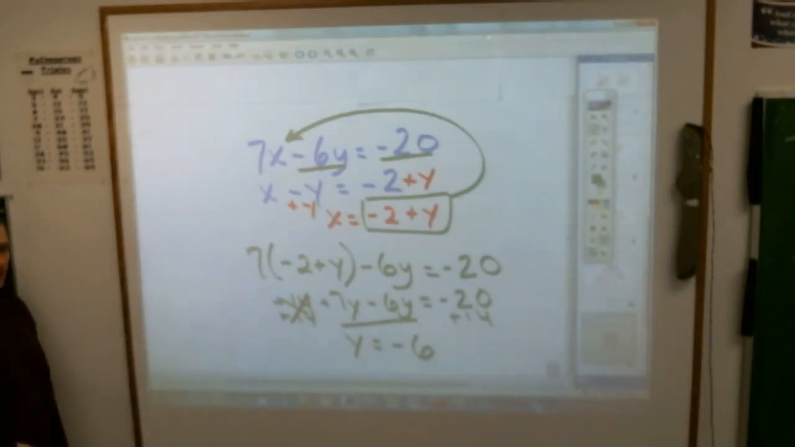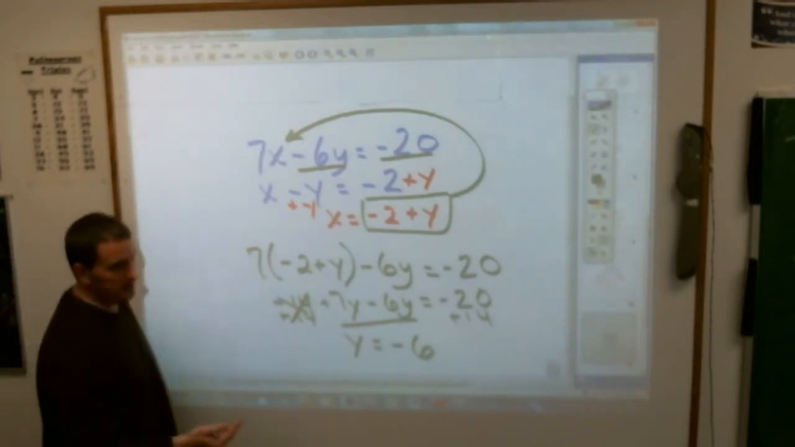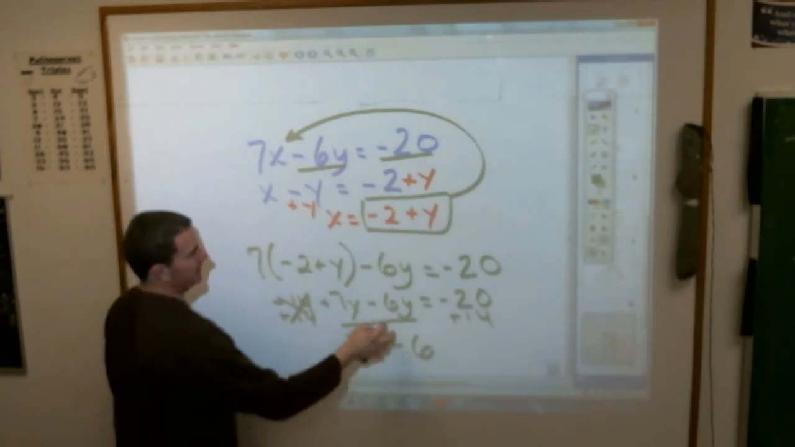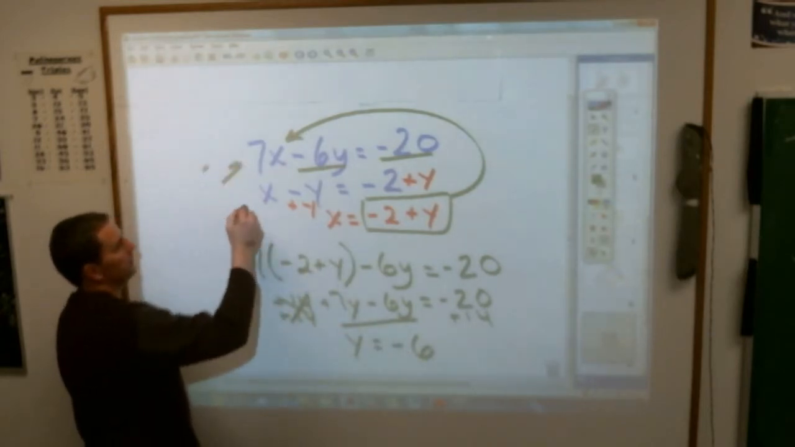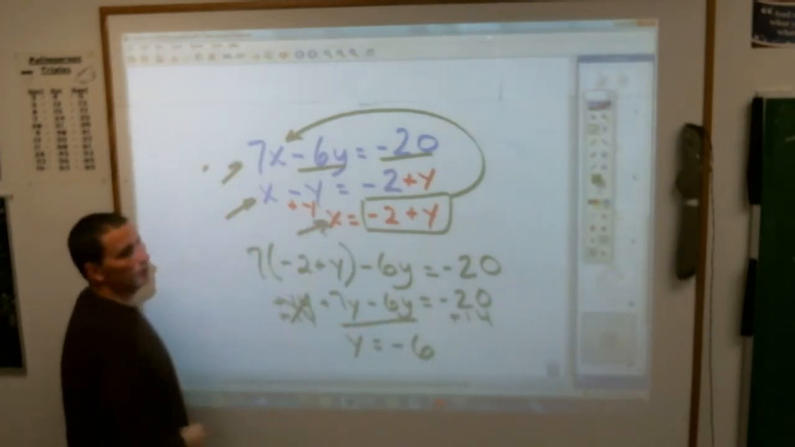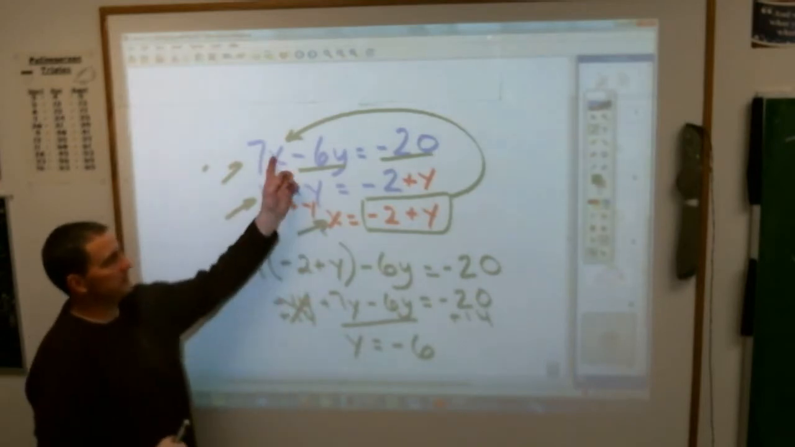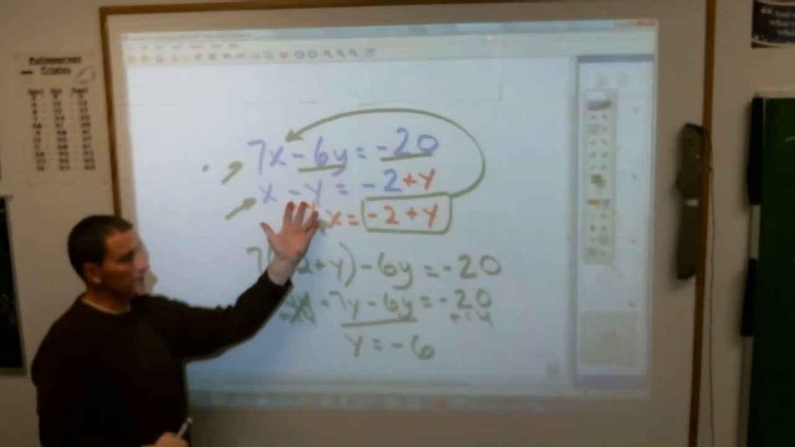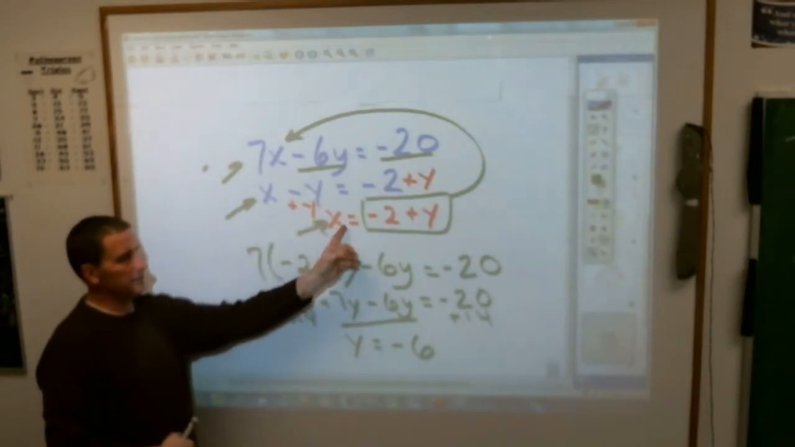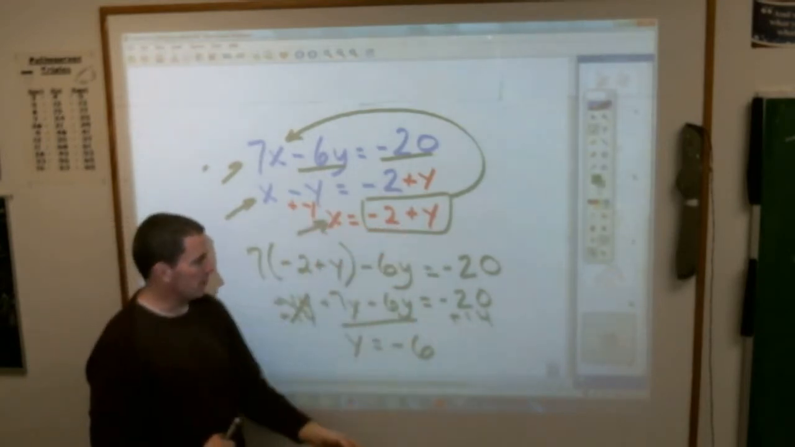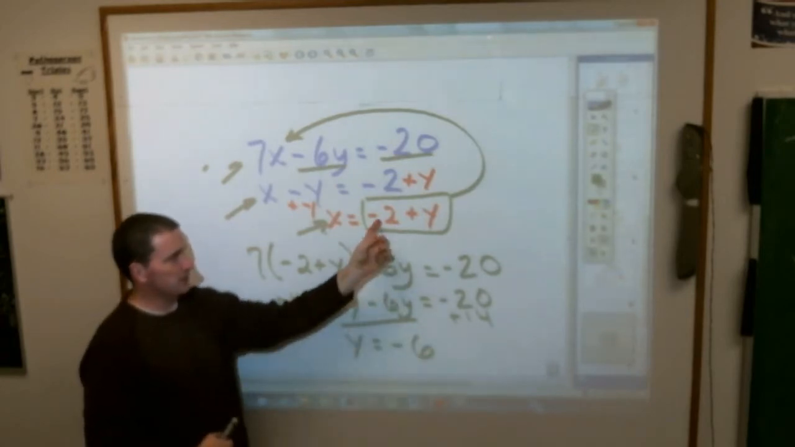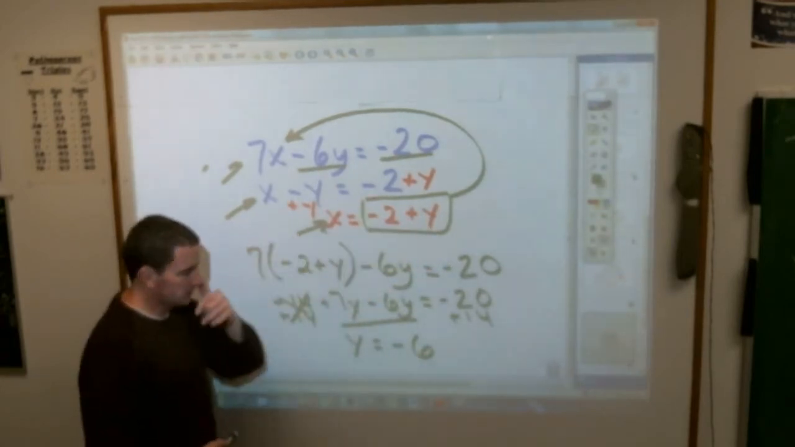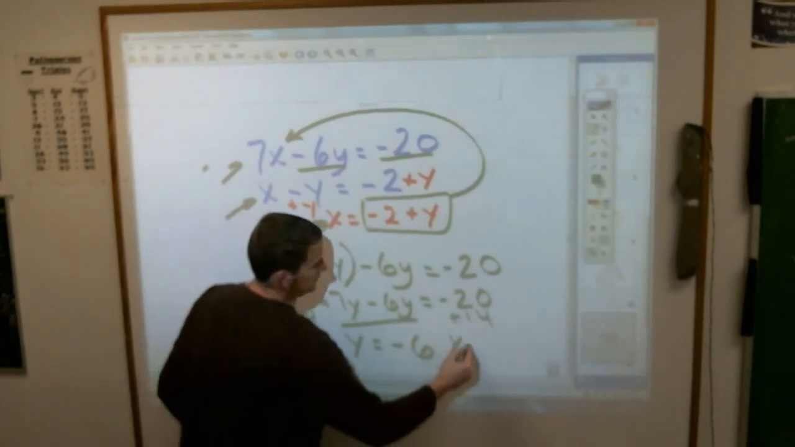Okay? And then you only found one of the points, so now you have to take that, and you can use either of these three, whichever one works best for you. I wouldn't pick this because there's just a lot of stuff to do there. I might pick this one, but I like this one because it already says x equals negative 2 plus whatever y is. And if y is negative 6, what's negative 2 minus 6? X equals negative 8.